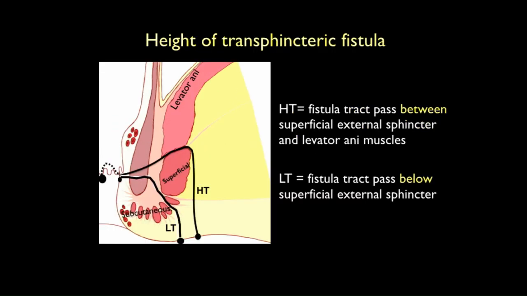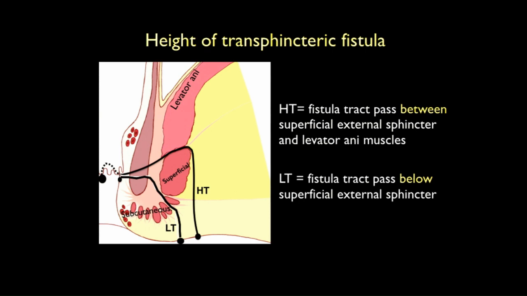This is what I mean. Especially in the posterior, we see very clearly it goes into the deep posterior space, between the subcutaneous and between the superficial and the levator. We see that very clearly. This is exaggerated because it shows lateral, which is not correct. It should be from the midline. Okay? So high trans means above the superficial.